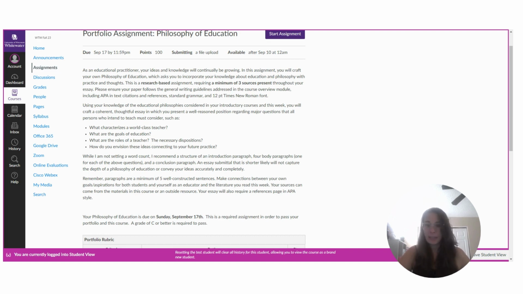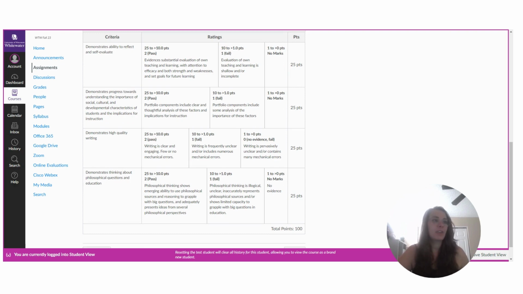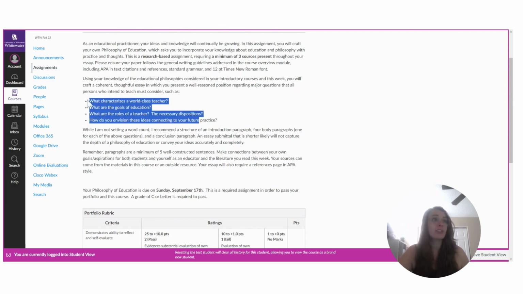You must complete this assignment to pass the portfolio, and you have to get a C or better. Now, we're using that rubric again that we talked about last week. It's that portfolio rubric. Basically, I'm looking at your ability to reflect and self-evaluate. Are you thinking about social, cultural, and developmental characteristics of students? So think about your students. What makes up those students? All of your students are diverse. They're unique. You're using high-quality writing. You've proofread. You used APA citations. You are saying things in a college fashion. And you're thinking about philosophical questions in education. Well, good thing I gave you 4 questions to think about.